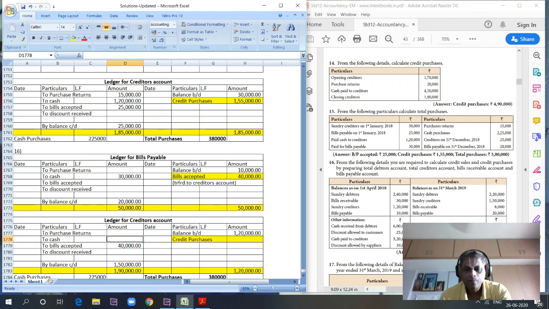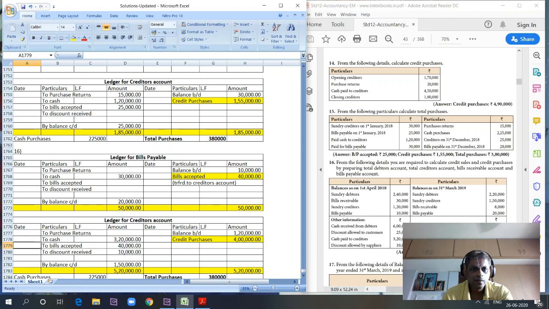Then we have cash paid to creditors 3,20,000. We also have discount allowed by suppliers, which is creditors account debit to discount received, 10,000. So the net credit purchases is equal to 5,20,000 minus 1,20,000, which is 4 lakhs, the total credit purchases.